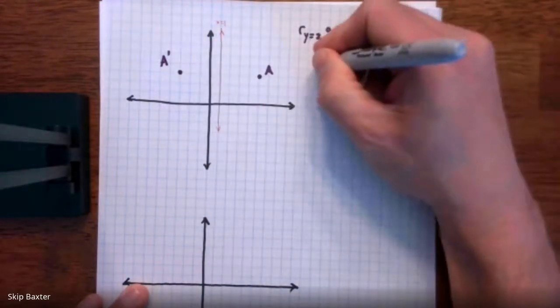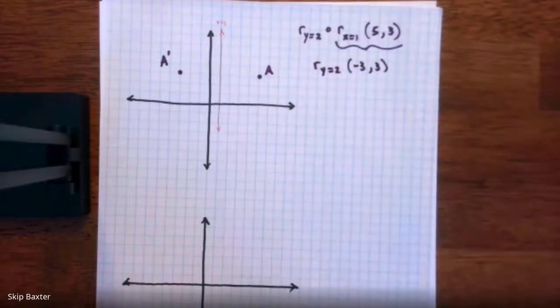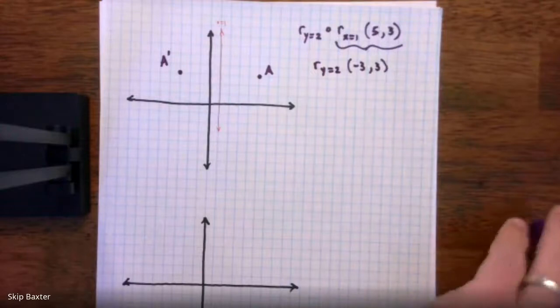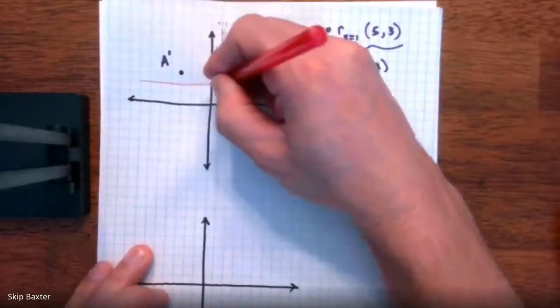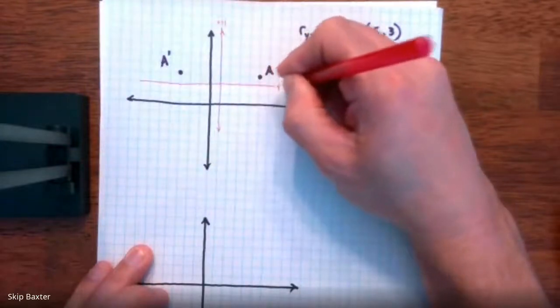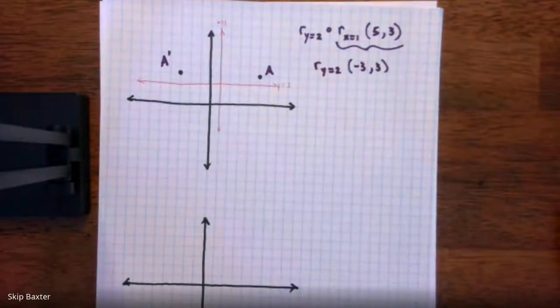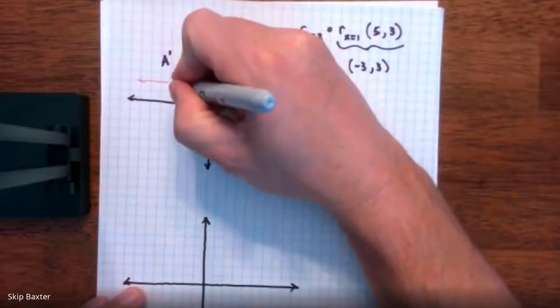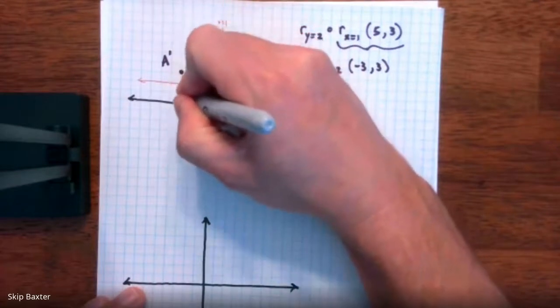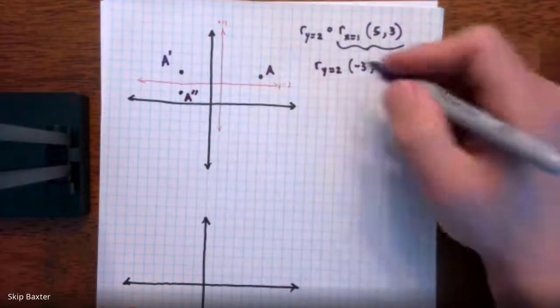And now I just need to do a reflection across y equals 2 of that point. Well, y equals 2, that's a horizontal line passing through the y-axis at 2. That's this line, y equals 2. So if I reflect over that line, go straight to the line vertically and then across it the same distance, you end up here, A double prime. And that's the answer, -3, 1.